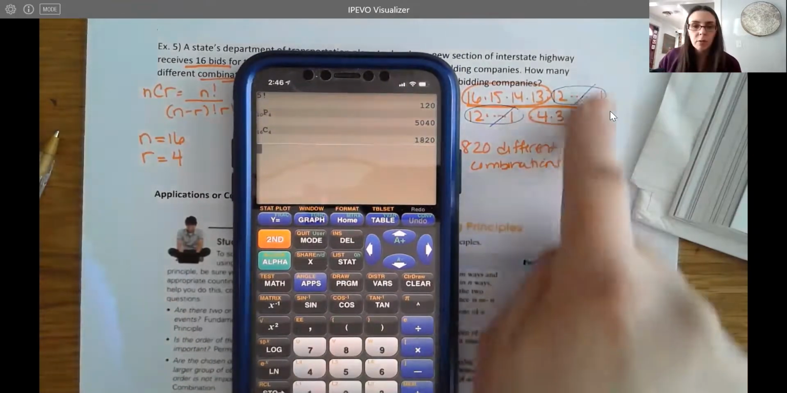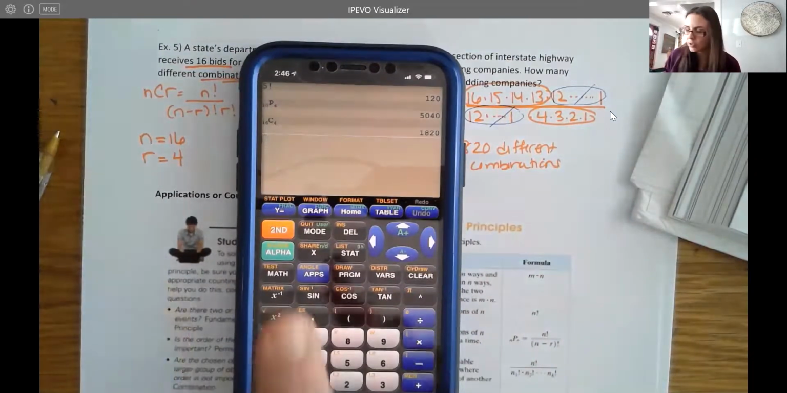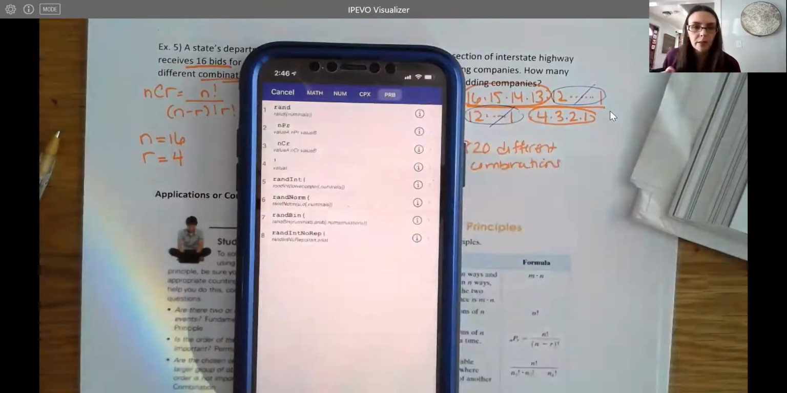So if you don't want to do as much work by hand, you can still do this on your calculator. So again, your key features here are all under the math button this time, and then over here with the probability features.